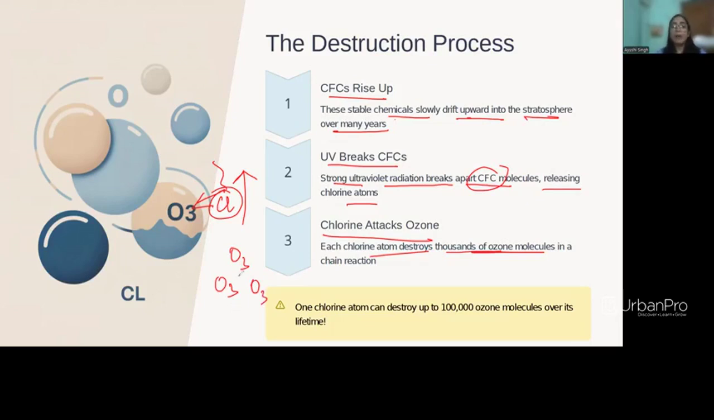Okay, so now the problem is that this protective shield, imagine a wall which you have made to protect yourself from the enemy, has gaps and holes in it. So how will you be protected? One chlorine atom can destroy up to this many ozone molecules over its lifetime.